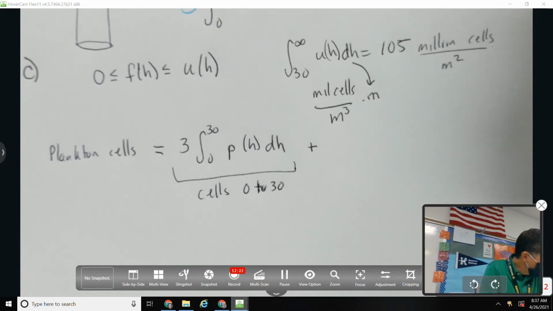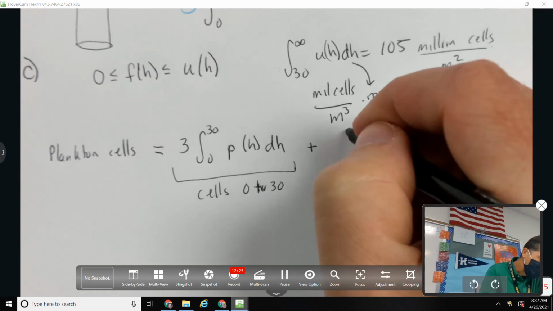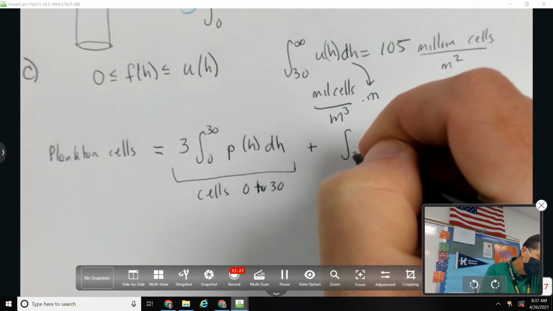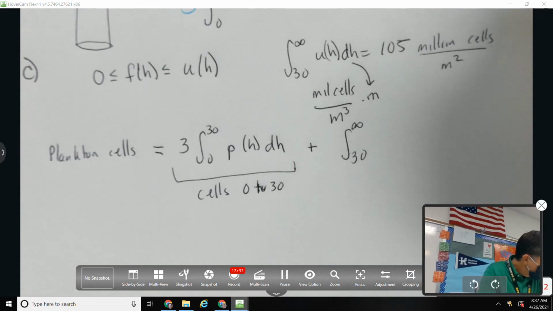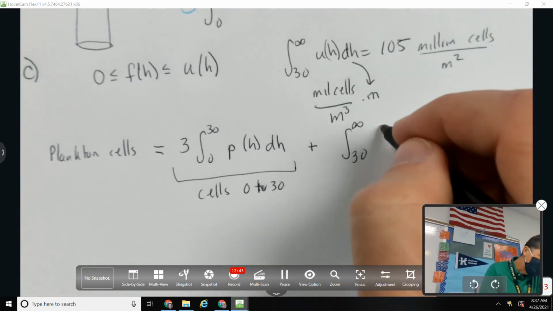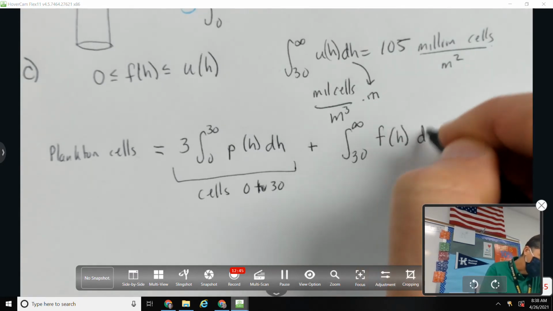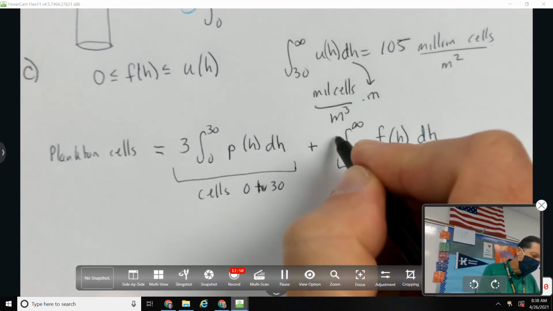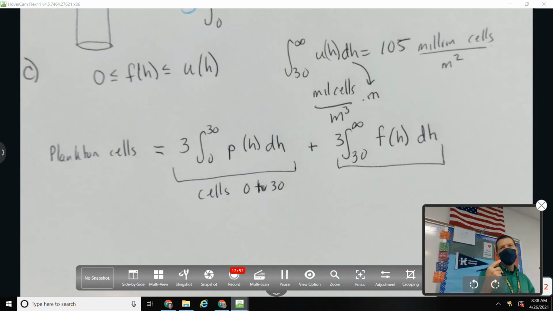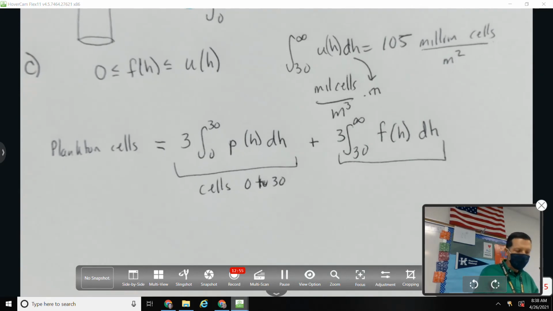Involving one or more integrals. Oh, that's good, because it's going to take more than one integral. Because then I want to integrate from 30 to infinity of, do I use F or do I use U? I need to use F, because F is what models how many there are. I don't even know F, but I need to use F. Oh, I need to put a 3 on there to account for the area of the cross section.